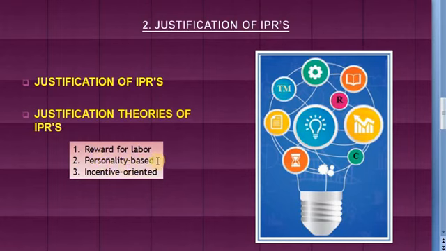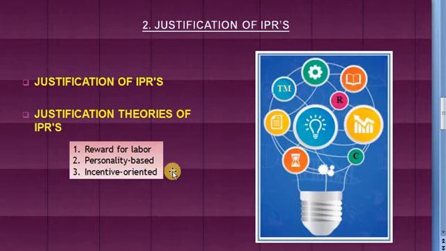And the third justification theory is incentive oriented theory, which says that IPRs should be given to individuals because it stimulates innovation and also serves public interests rather than inventors' individual interests. So this theory says that if products could be easily copied without penalties, then there would be no incentive for the investment which was done in original products.